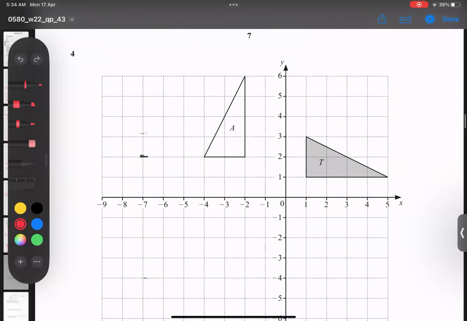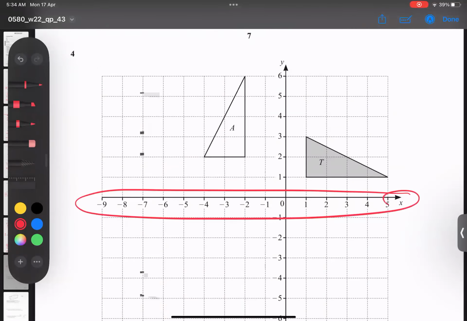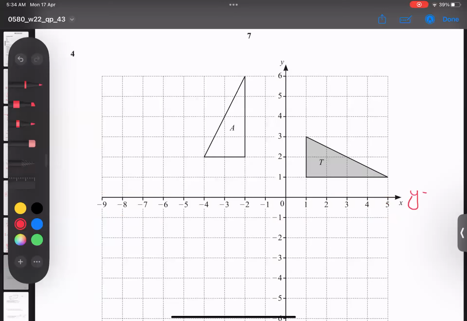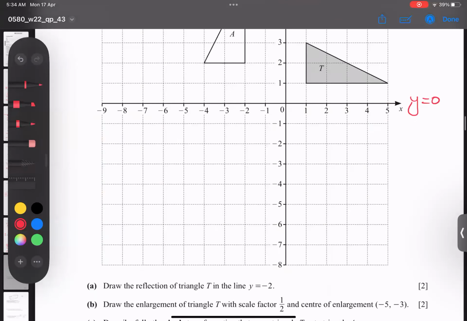Before you start this chapter, this topic, immediately you must know the equation of the x-axis: y is equal to 0. And the equation of the y-axis: x is equal to 0. It's very important. Start like this, okay students? In this way, the question becomes easy and there is less chance of mistake.